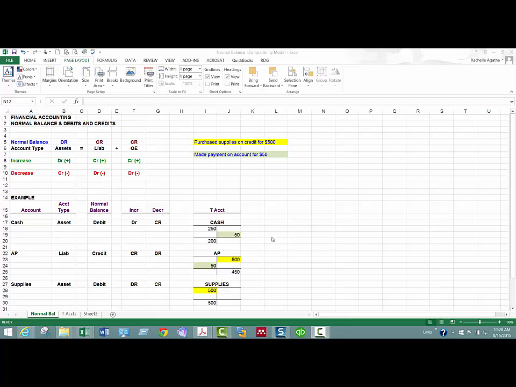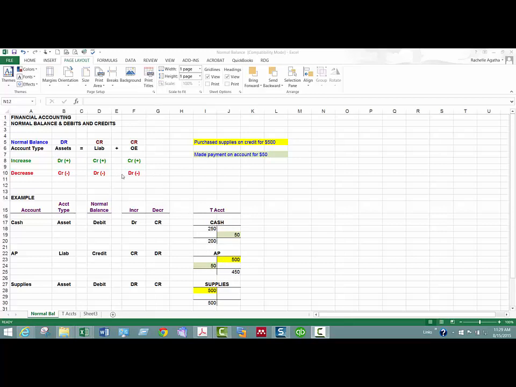So when all said and done, this is a really simple example. Your T account has your debit on the right, your credit on the left, and you take your debits minus your credits, and you get your ending balance. So here is cash. It's a normal balance of a debit because it's an asset. It has a balance of 200 after these two transactions.